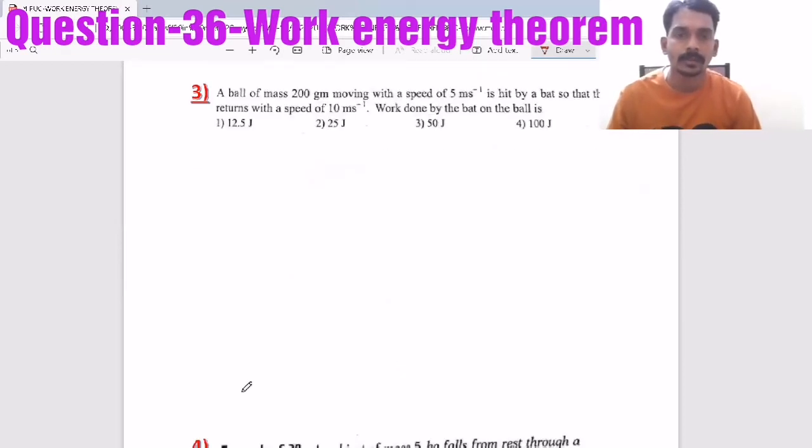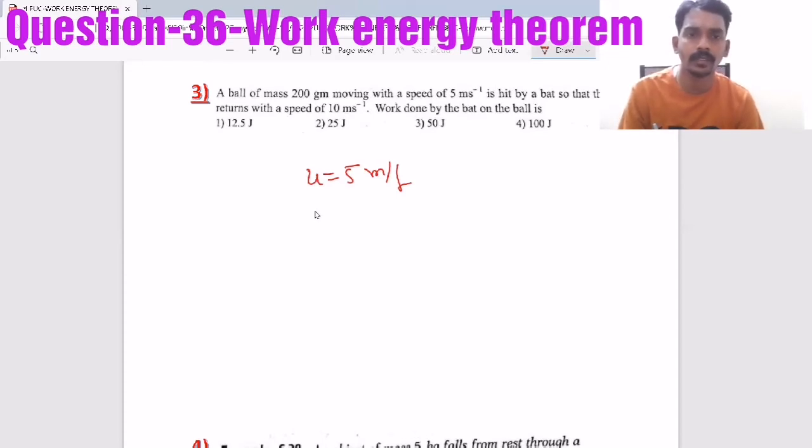Now, let's see the next question. A ball of mass 200 gram is moving with a speed of 5 meter per second, is hit by a bat so that the ball returns with a speed of 10 meter per second. The work done by the bat on the ball is? Now again same thing. It is coming with a speed 5 meter per second, and hits the bat and returns with a speed 10 meter per second.